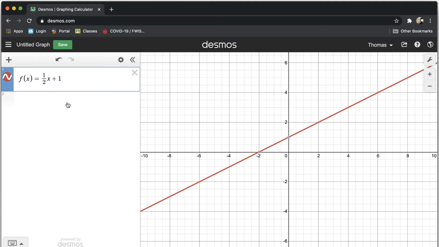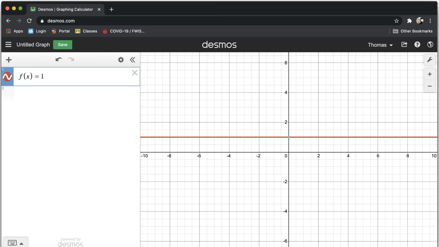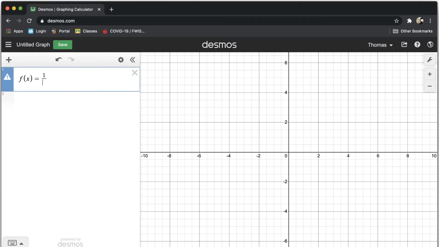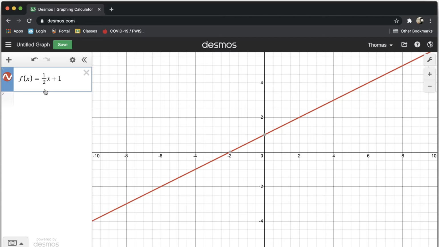And also, you could just type in 1 and then slash. Next to the right shift, there's a question mark. The question mark has a slash. If you just click it, it'll automatically make it into a fraction. 1/2 x plus 1. Make this a little smaller. Okay.